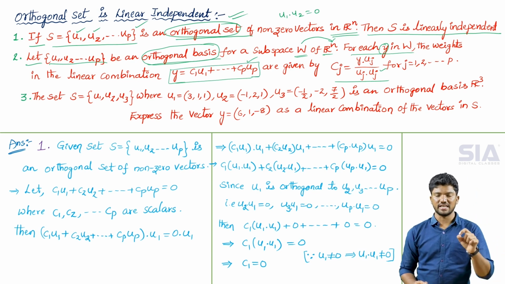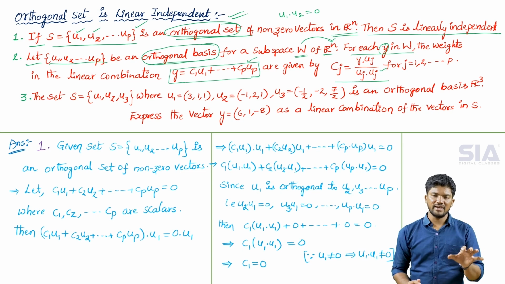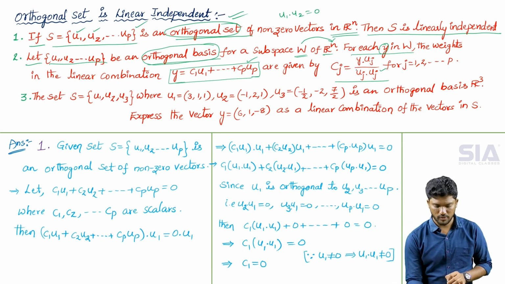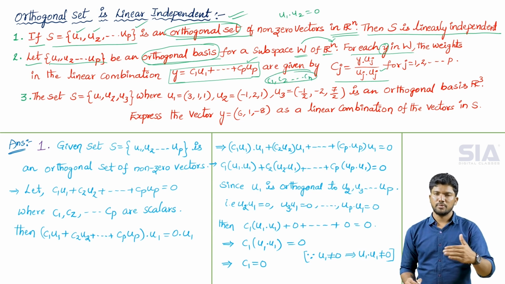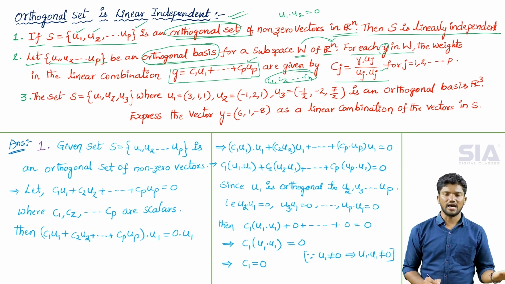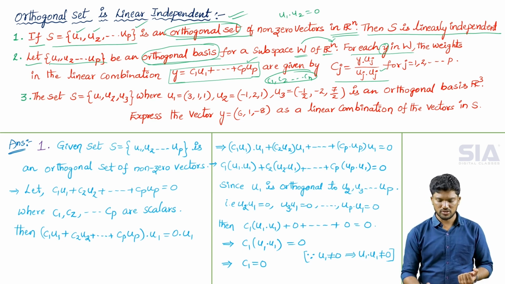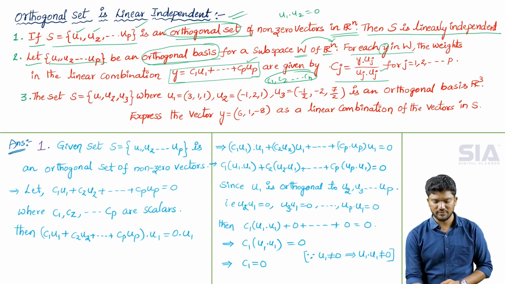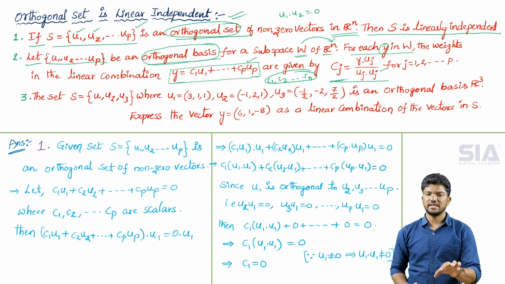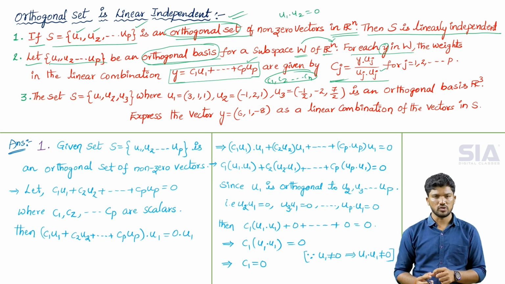That linear combination is c1 u1 plus c2 u2 up to c suffix p u suffix p. You know very well that c1, c2, up to c suffix p are the weights. Before the linear combination they are called scalars. After the linear combination we can call them weights. Those weights also have an equation: c suffix j is equal to y into u suffix j by u suffix j into u suffix j, for all j equal to 1 up to p.